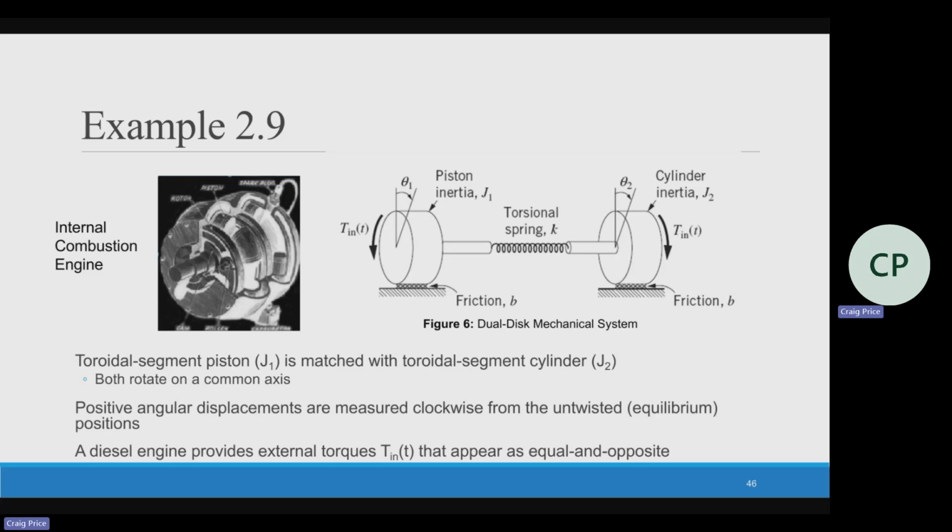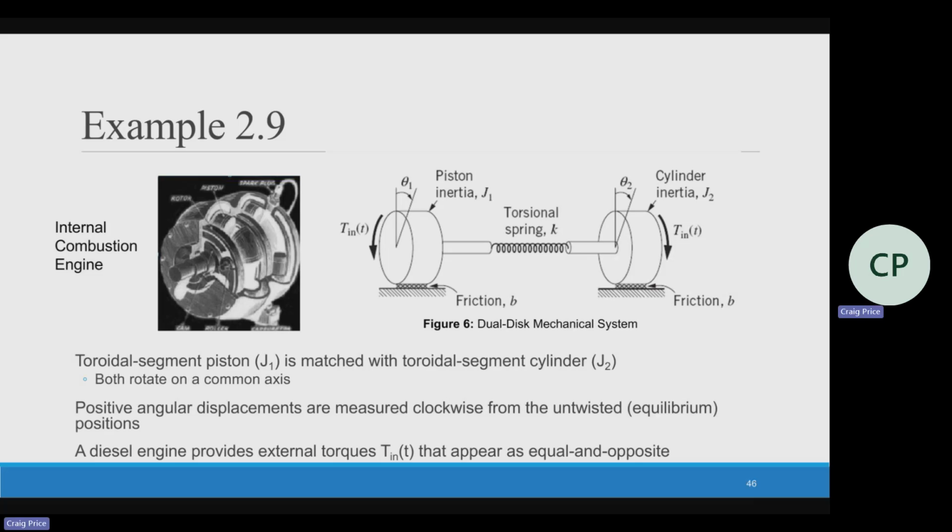This represents, from an internal combustion engine, a toroidal segment piston matched with the cylinder. They both rotate on a common axis. They tell us what positive displacement is. So if we're looking from that direction, it would be clockwise. And what's happening is that a diesel engine provides external torques, T in, that appear as equal and opposite on both the piston and the cylinder.